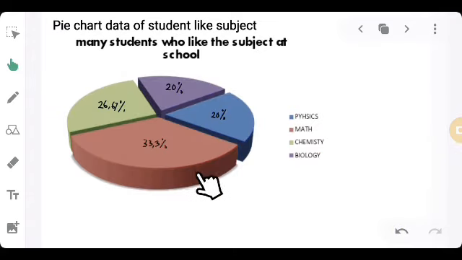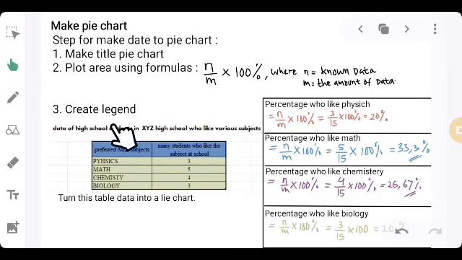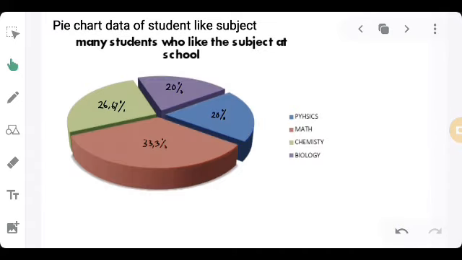Here is the picture of the pie chart from the table. Pie chart data: students like subjects. Students like subjects at school, and physics is 20%, math is 33.3%, chemistry is 26.67%, and biology is 20%.